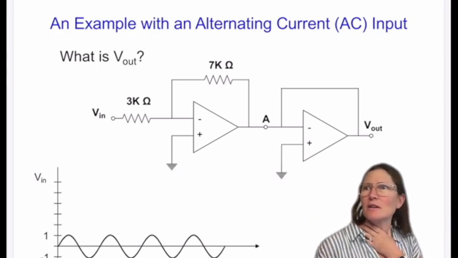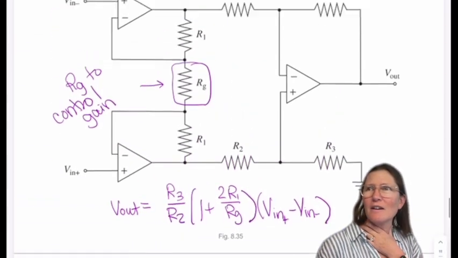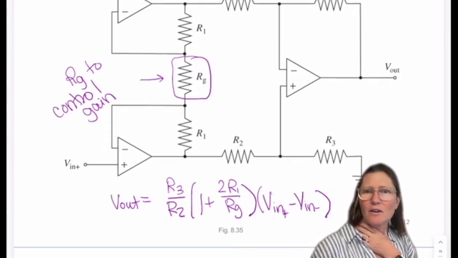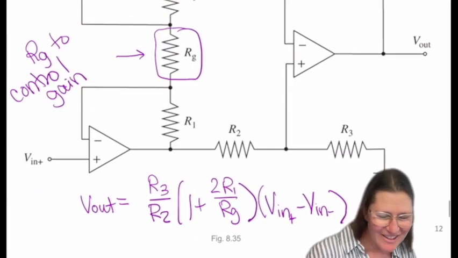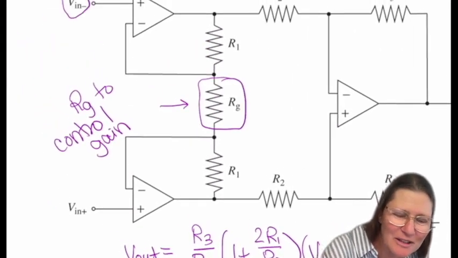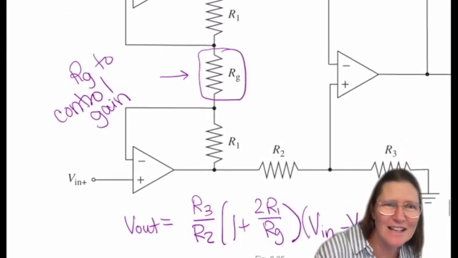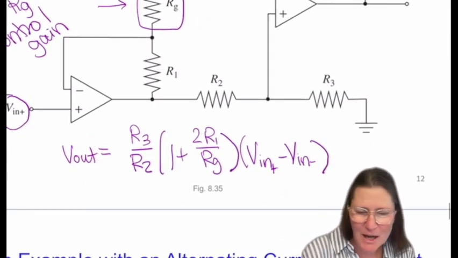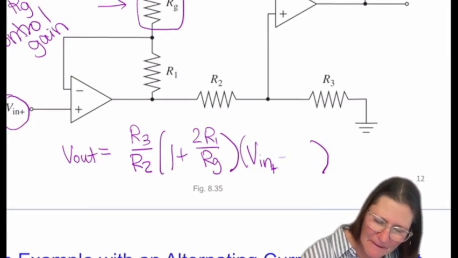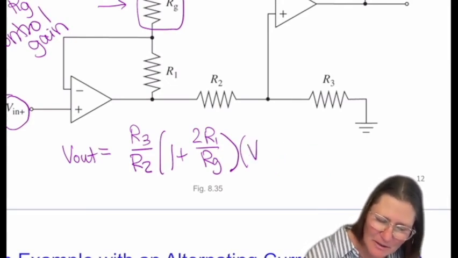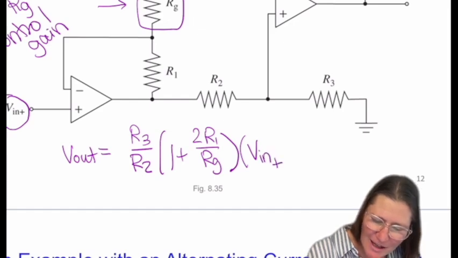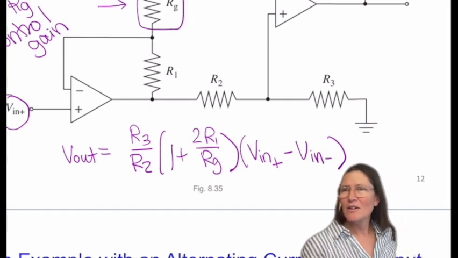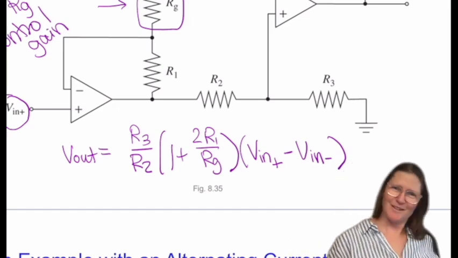Yes? Sorry, could you scroll down a little bit? What is that last term there? So these are really poorly labeled. This is VN minus and this is VN plus. So these are VN minus and VN plus. Let me try and write them better: VN plus side minus the VN minus. Hopefully that's easier to read.